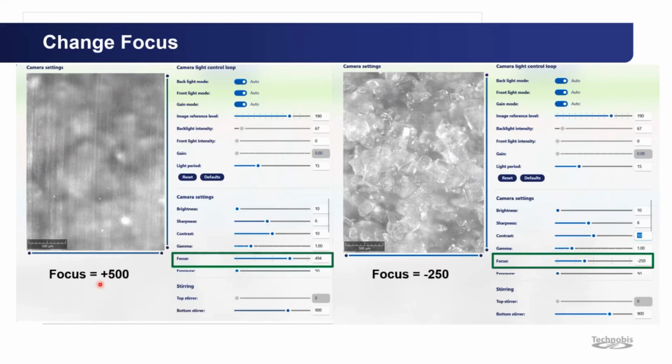So first we can change focus. This is done through the slider or inputting a value within this box. By going to the positive value of the slider, we move to the front of the vial towards the camera. So you can see here at plus 500, we have these grains of the glass vial itself. As we move into the negative, we go to the back of the vial, away from the camera, and from this we can start to see the crystals appearing in focus.